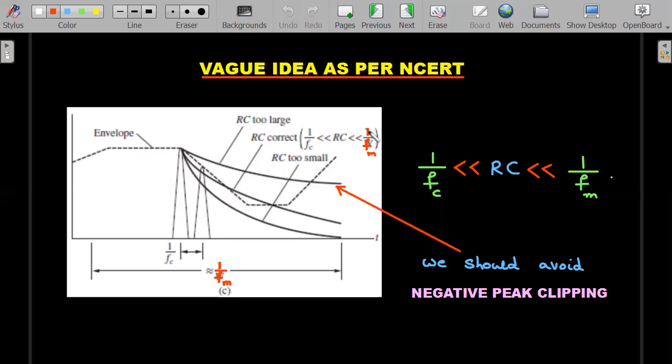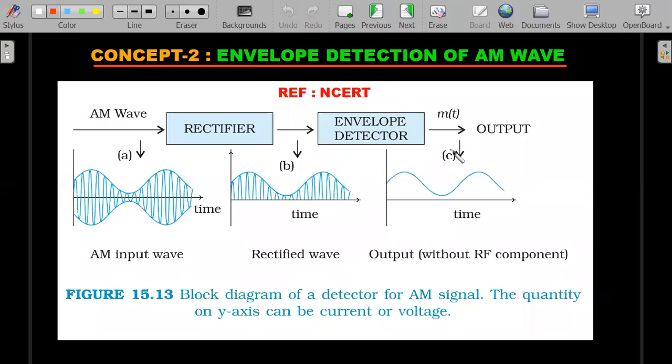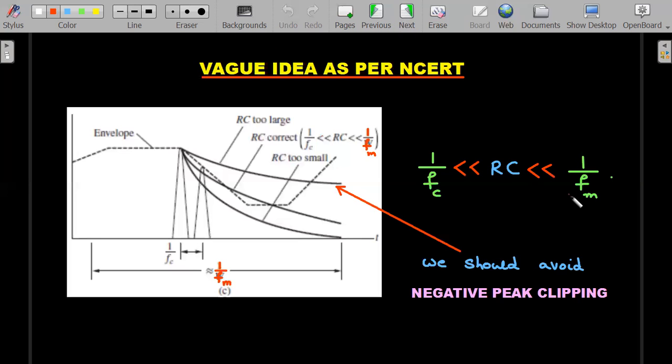But it should also be smaller than the time period of the message signal. The message signal is the envelope one. Let's say the time period of the message signal I have marked in red here so that you can easily see it, and RC should be smaller than that. If you read the text below the diagram in NCERT, figure 15.13, the paragraph under it gives you a vague idea that RC should have these limits.